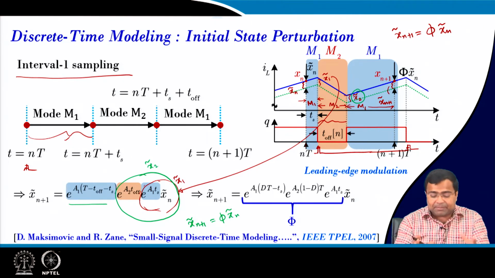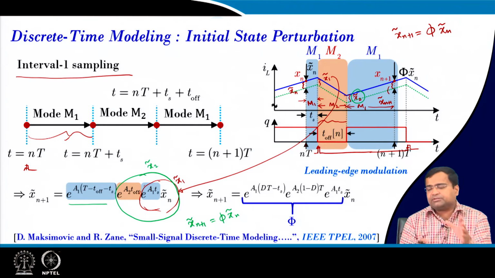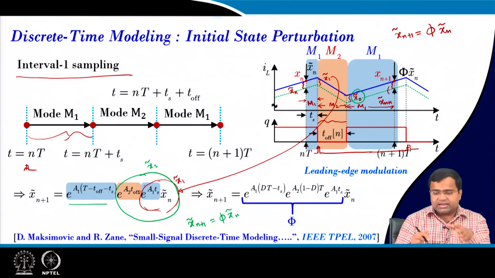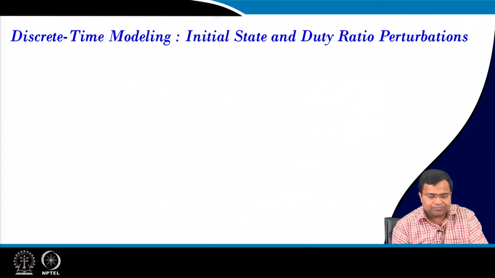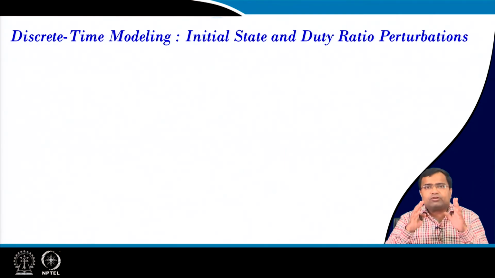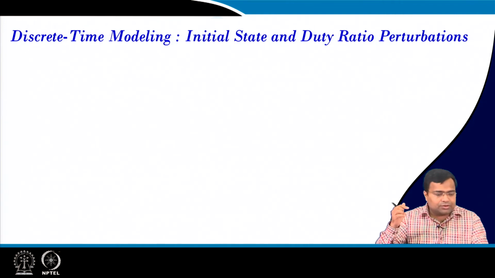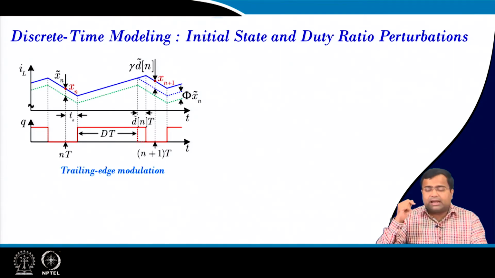So, in this paper, for the initial perturbation, looking at the waveform, you can actually get this perturbation matrix by looking at how they are propagating. Next, we have only considered the initial perturbation, but now we also want to consider the duty ratio perturbation. So, here there are two things.